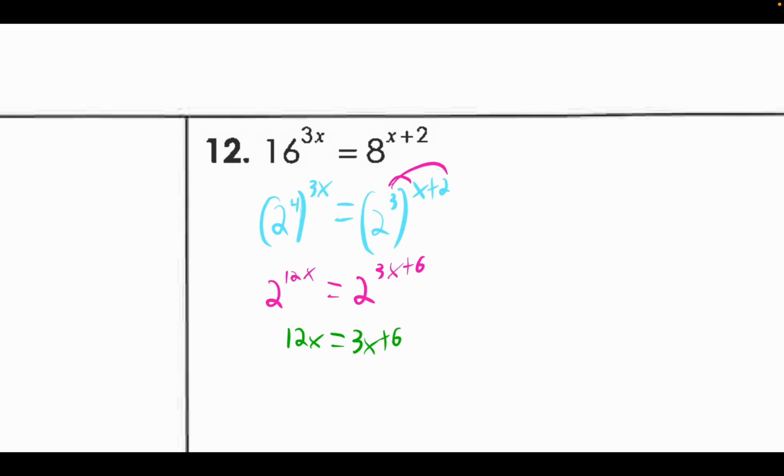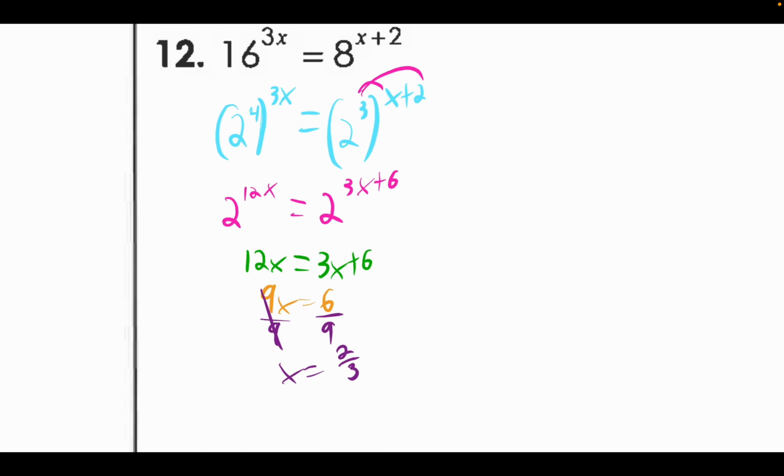And so now if we subtract 3x from both sides, we get 9x equals 6. Divide both sides by 9, and this reduces to 2 over 3, which was the same answer as last time, neatly enough. Coincidentally enough.